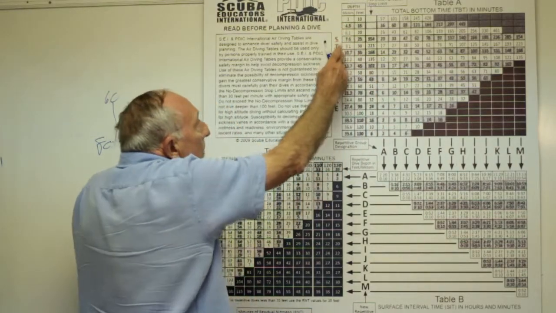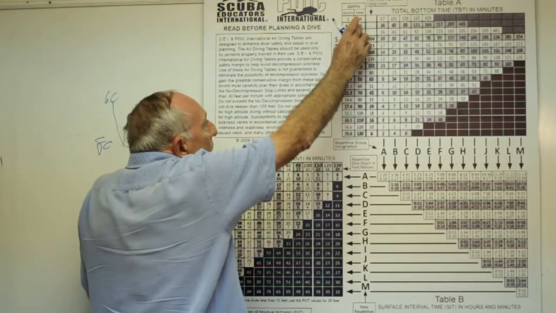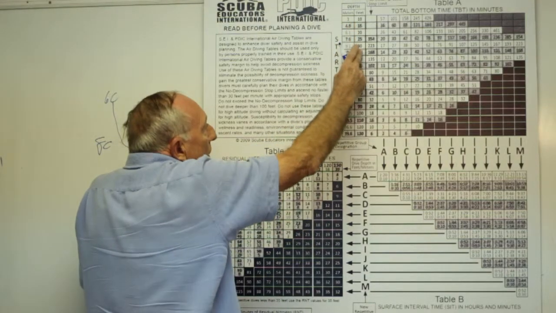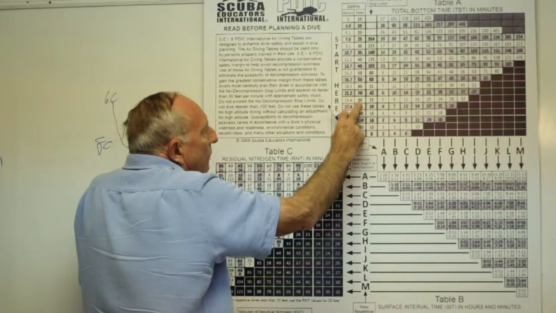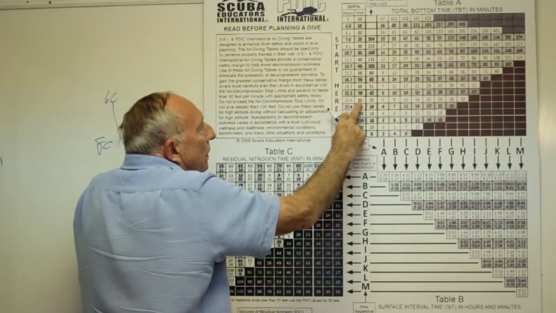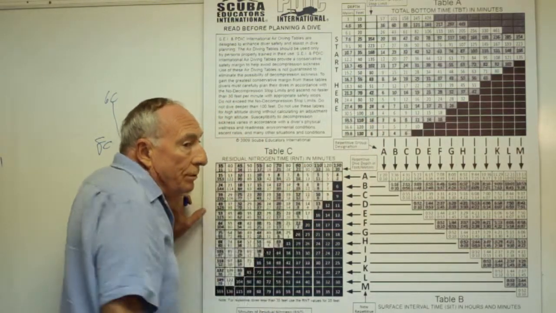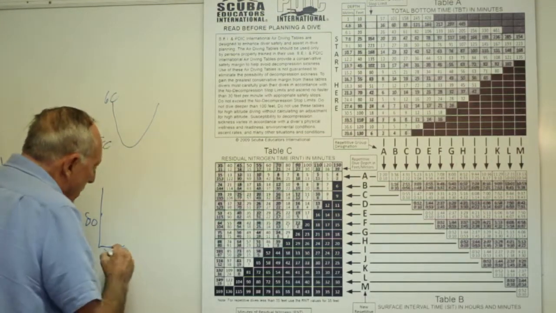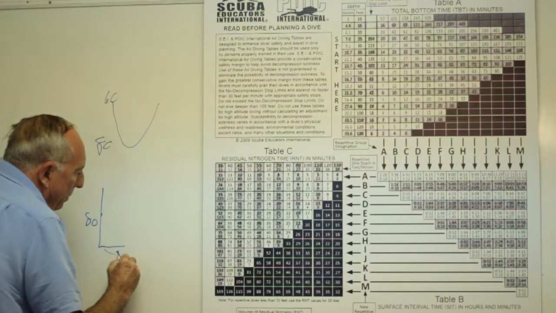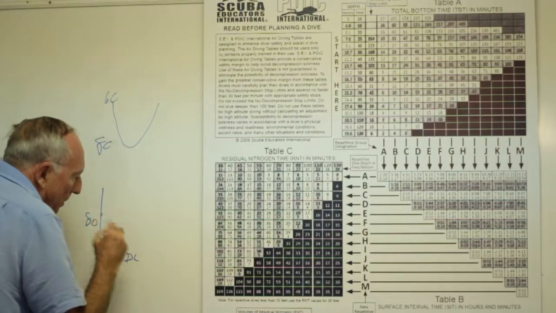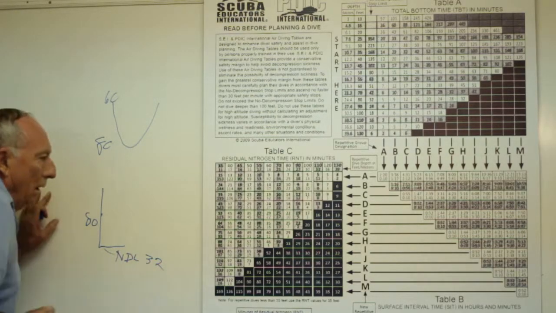The left-hand column is in meters. The next one is in feet. So what we do is go down and find our depth in feet, in this case 80 feet. Then the next column over is our no decompression limit, which in this case is 32 minutes. So our no decompression limit in 80 feet is 32 minutes.